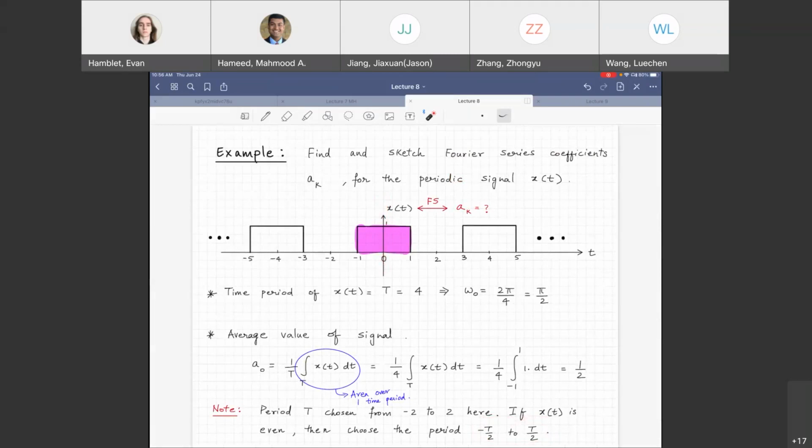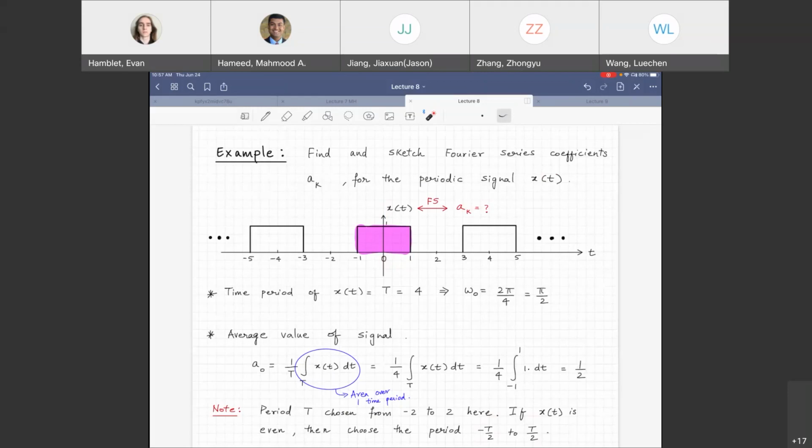So the obvious next question is what? Will I get a wrong answer if I picked the other time period? Say, instead of picking negative T over 2 to T over 2, what if I picked 0 to T? Will I get a wrong answer? If it's not the wrong answer, then what will be different? No, the coefficients will be the same. The coefficients numerically have to be the same.